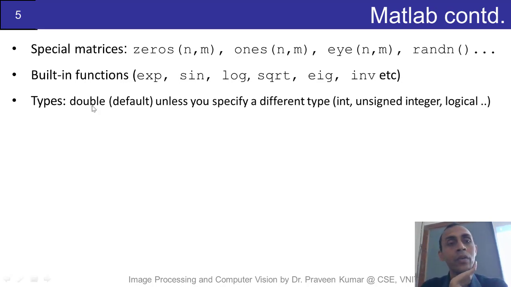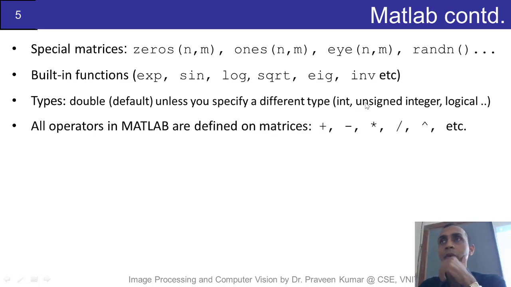I already told you that by default, the data type is double. Unless you specify a different data type, you can use a different data type, and you can just use type casting the way we do in C language.